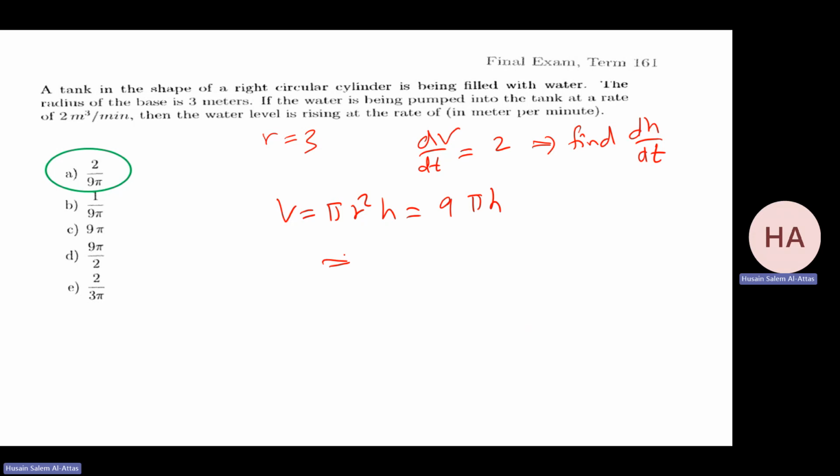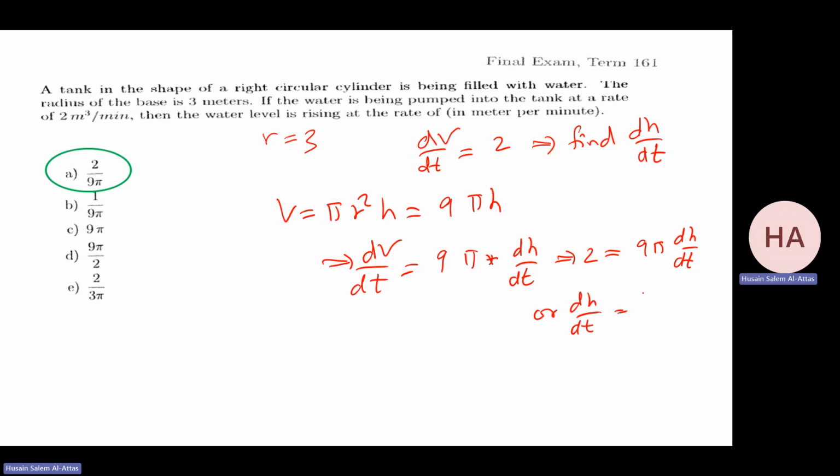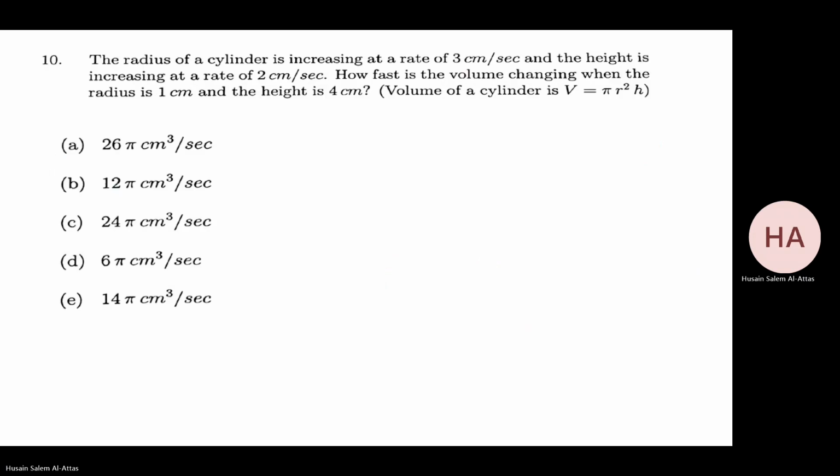So dV/dt equals 9π times dH/dt. That implies 2 equals 9π dH/dt, or dH/dt equals 2 over 9π, which is this. The radius of the cylinder is increasing at this rate. Oh, the radius is increasing. So dr/dt equals 3, and the height is also increasing at 2.